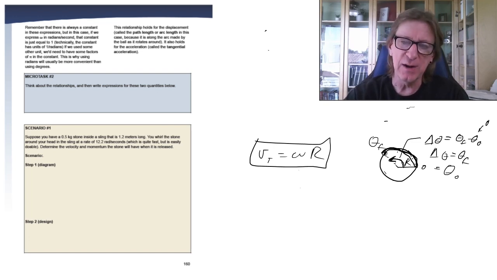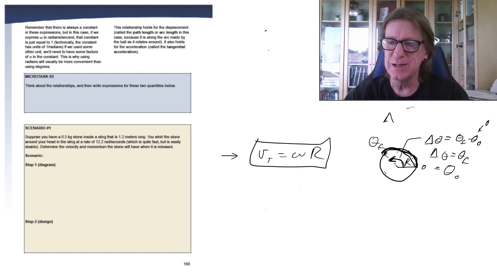So think about it and see if you can come up with a relationship. Use this as your model. Think about your units. See if you can come up with a relationship between delta x and delta theta. Okay? We know that there's a relationship, but let's see if we can figure out what that is.